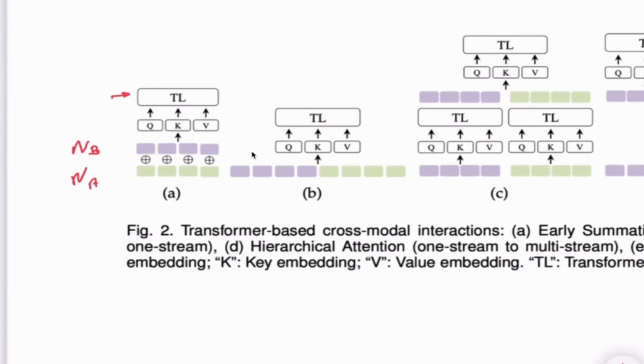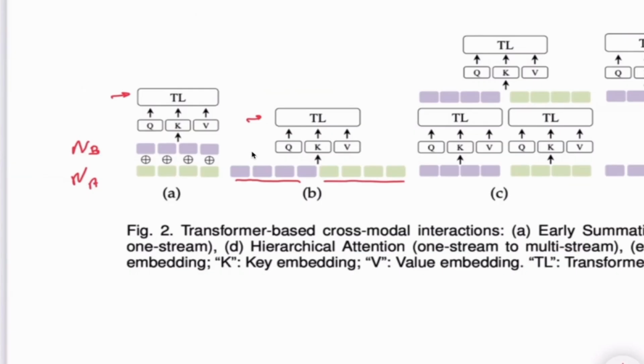Then there is another possibility. Instead of summing them, you pass modality A and modality B concatenated together. So if you have 100 tokens from modality 1 and 100 tokens from modality 2, you will end up with 200 tokens. Then you pass it through the transformer block, and the transformer block will be multimodal in this case. There are advantages and disadvantages of these approaches.